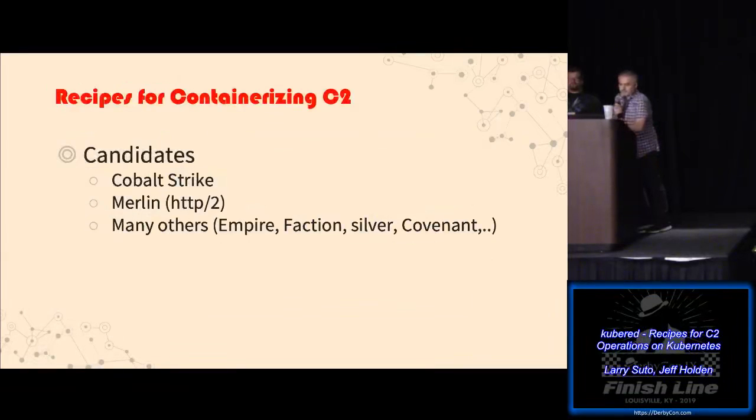So that's the background. And then we'll talk a little bit about how to get your C2 containerized. This is the simple part with Docker. What we're supporting initially is Cobalt Strike and Merlin, and then we're going to do as many as possible in the coming months.